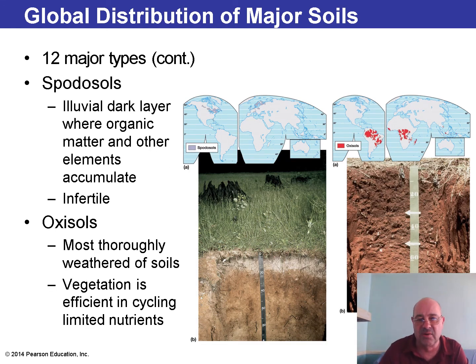All right, spodosols. Hey, there's that leached out area. Just like I said, illuvial is a dark layer. So eluviation, again, leached from here into here. I'm just not good with these arrows. All right, oxisols, most thoroughly weathered of soils, vegetation efficient, cycling and limited nutrients. Again, pretty much massive. You see a little bit of a color change here, but not much.